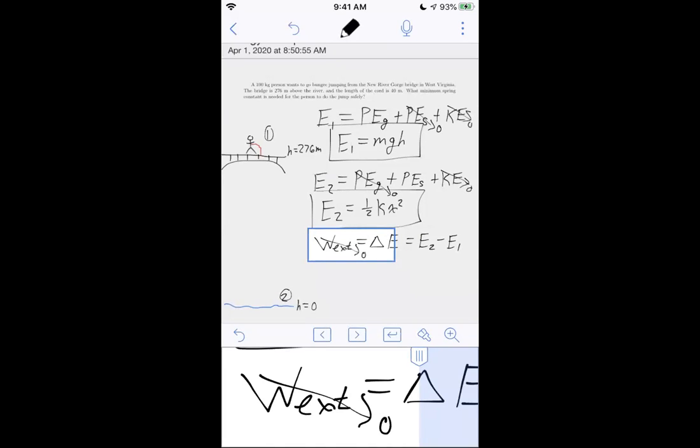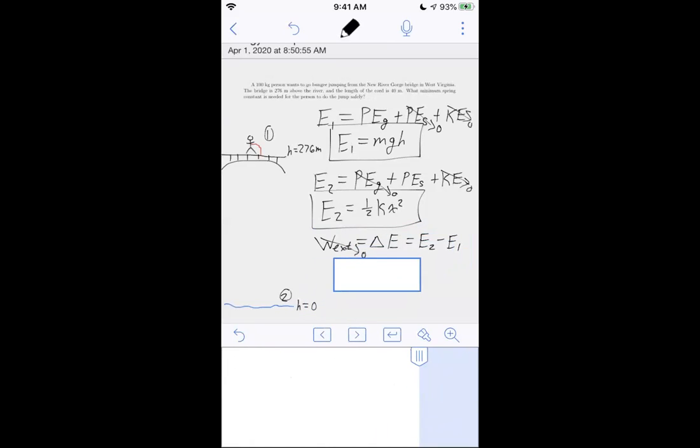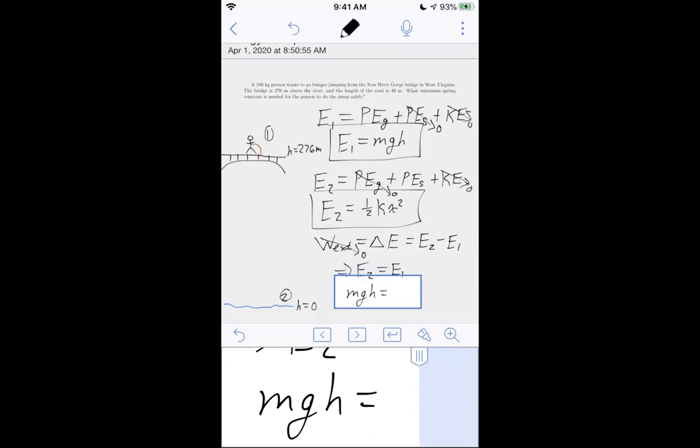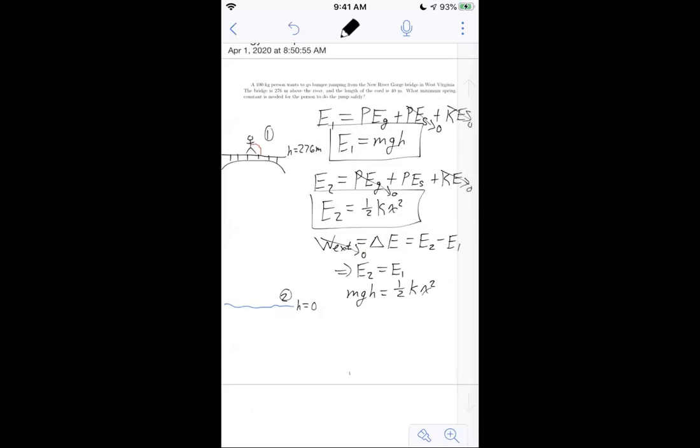So that means our change in energy is 0, or another way of saying that is that E2 is equal to E1. So we've got mgh is equal to 1/2 kx squared. All right, so now we need to figure out how x fits into this picture.